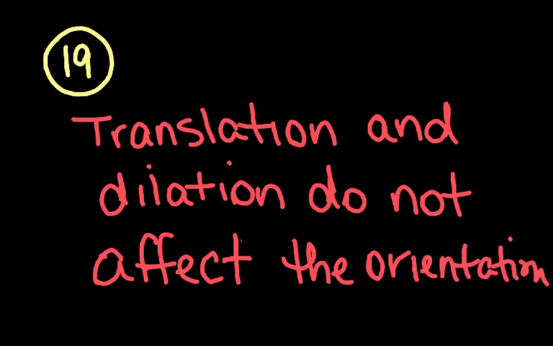Alrighty, let's go back to number 19. It says, which transformations do not affect the orientation of a two-dimensional figure on a coordinate plane? The answer to that would be translation and dilation. The translation and the dilation do not affect the orientation. Therefore, your answer would be C and D only, which of course is the letter C.